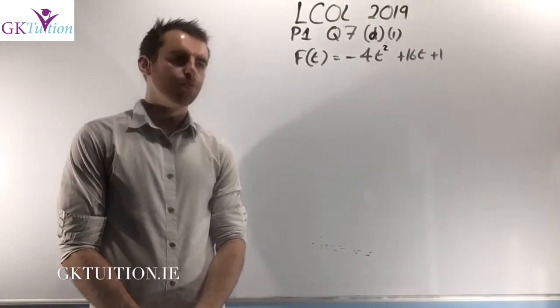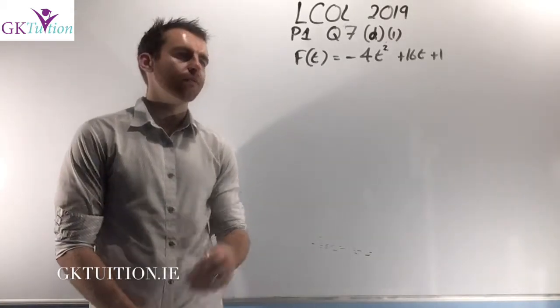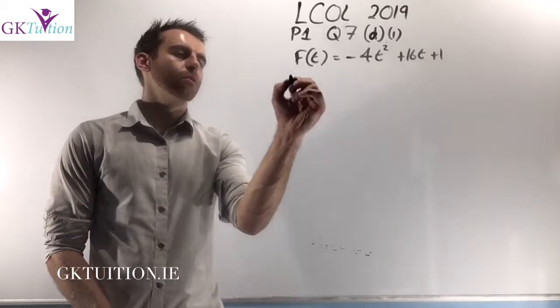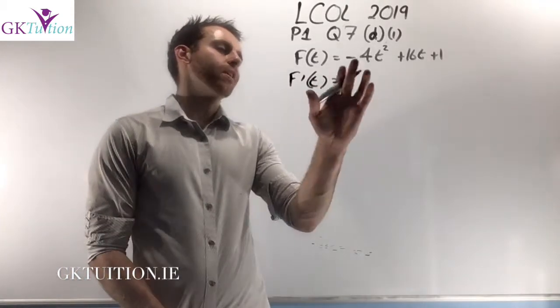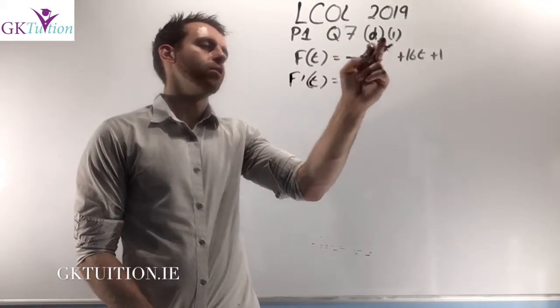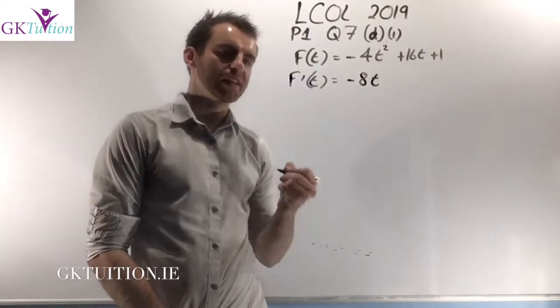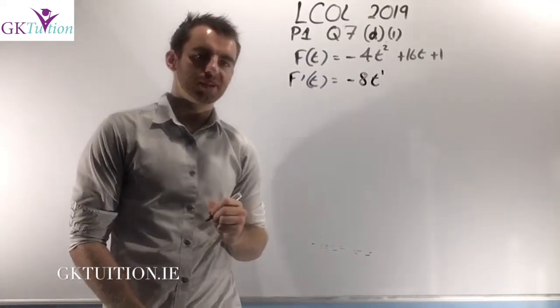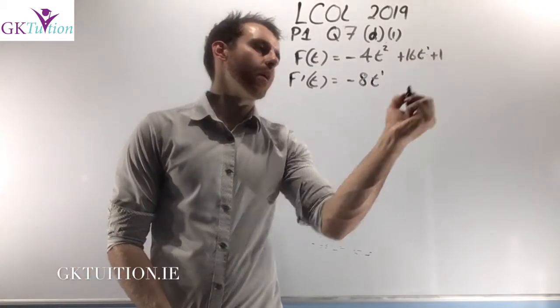Okay, for D part 1, we're asked to find f dash t, or in other words, the first derivative of f of t. So in order to differentiate this one, it's relatively straightforward. If you're differentiating, it's t to the power of 2, the power comes in front. 2 multiplied by minus 4 is minus 8, and the power of t decreases by 1, so it becomes t to the power of 1.